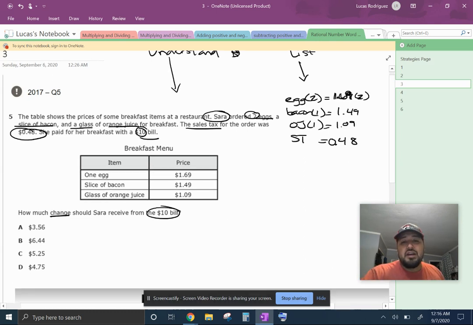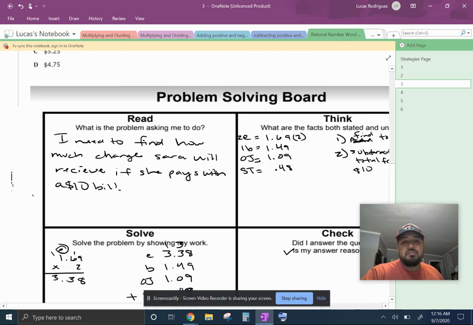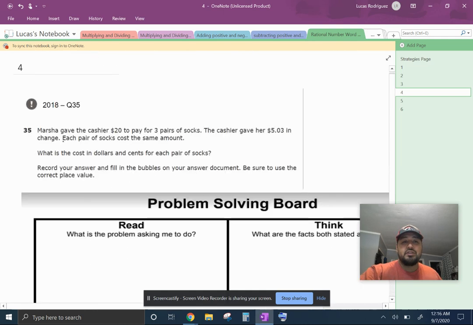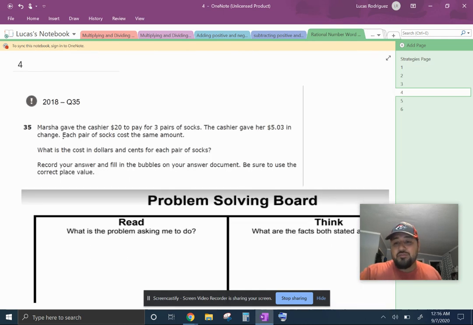My other strategy was my problem solving board. Especially important is my I need to find statement. And I checked my work. So let's go over number 4. I've got 3 more of these I'm going to get through, and you can watch this if you need any extra help or me going over these.